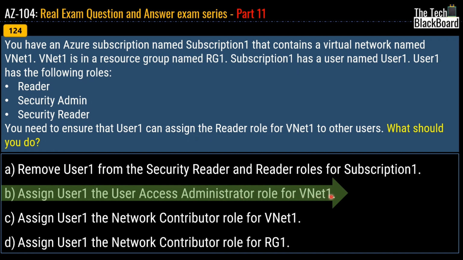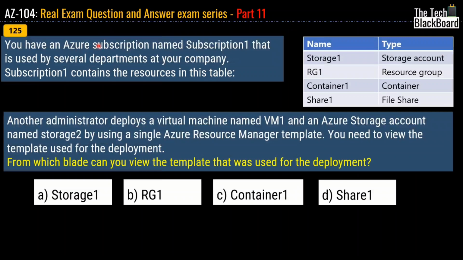Question number 125 says that you have an Azure subscription named subscription1 that is used by several departments at your company. Now subscription1 contains resources as shown in this table. Here you can see that we have a lot of resources: storage1, RG1, container1 and share1. And here you can also see that we are given the type of each resource available. So we have a storage account, then a resource group, a container, and lastly a file share.